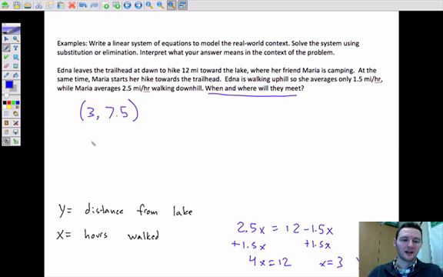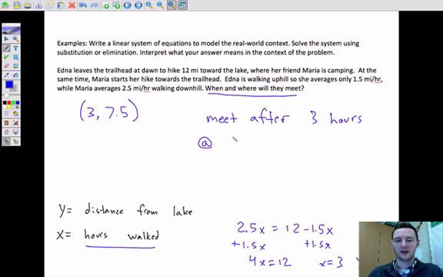X, the x coordinate is 3. That means if we look at our definition for x down here, hours walked is 3. So they will meet after 3 hours at 7.5. That's the distance from the lake. They will meet after 3 hours at 7.5 miles away from the lake.